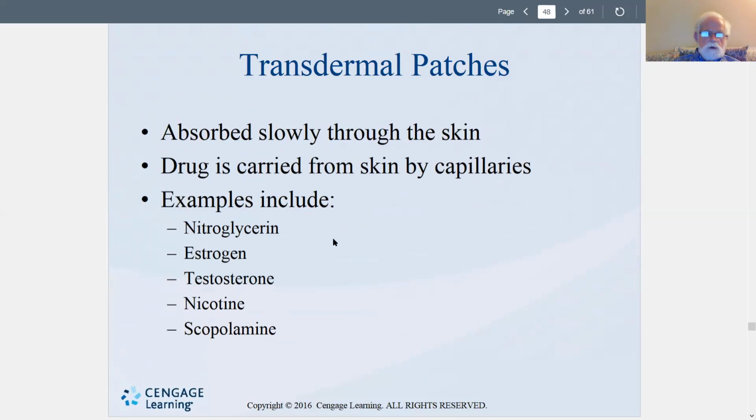We've got nitroglycerin. There are estrogen patches and testosterone, nicotine patches for people who are trying to quit smoking, scopolamine patches for motion sickness. We now have fentanyl patches for delivering low levels of narcotic to patients under pain stress.